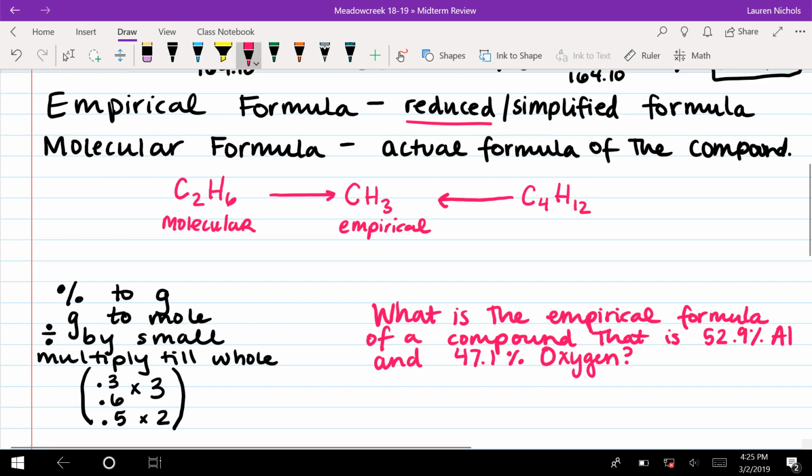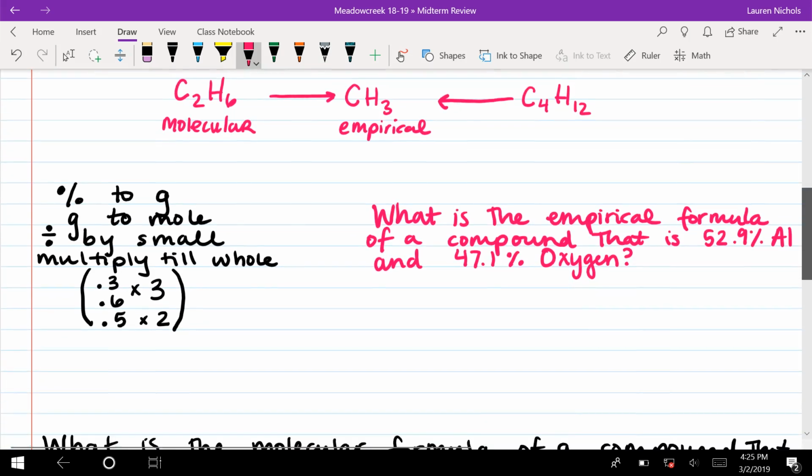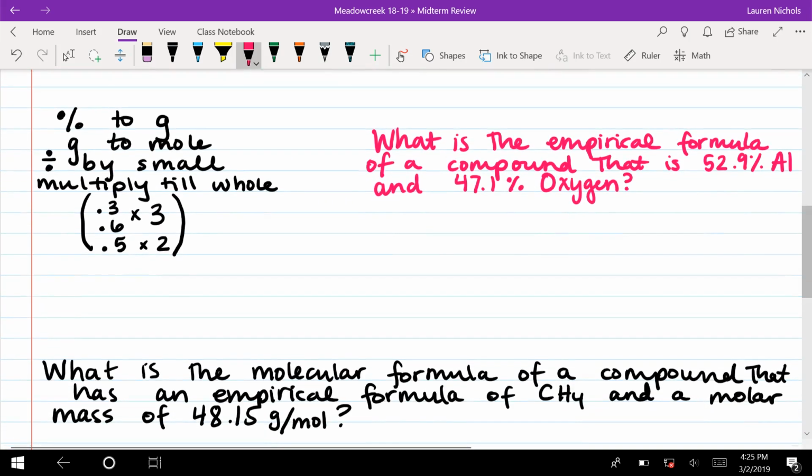And so with empirical formula, there are a couple ways you can find it. So if you're given a percent composition, you can figure out the empirical formula, and there's a little rhyme that goes with it. So each line of the rhyme, percent to grams, grams to mole, divide by small, and multiply to whole, are the 4 steps in solving this problem.